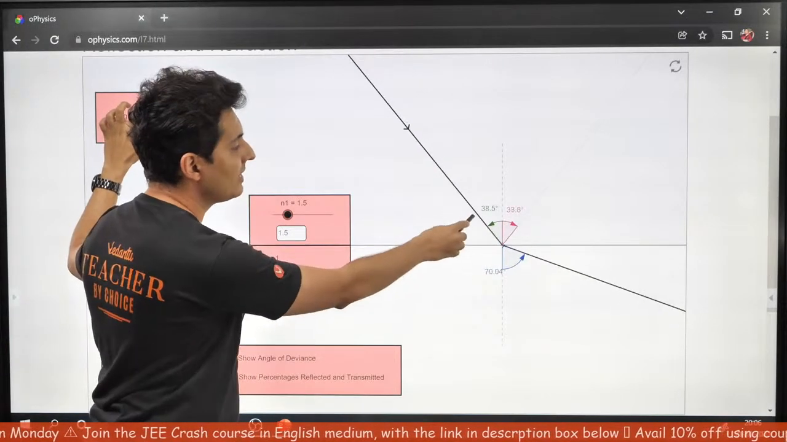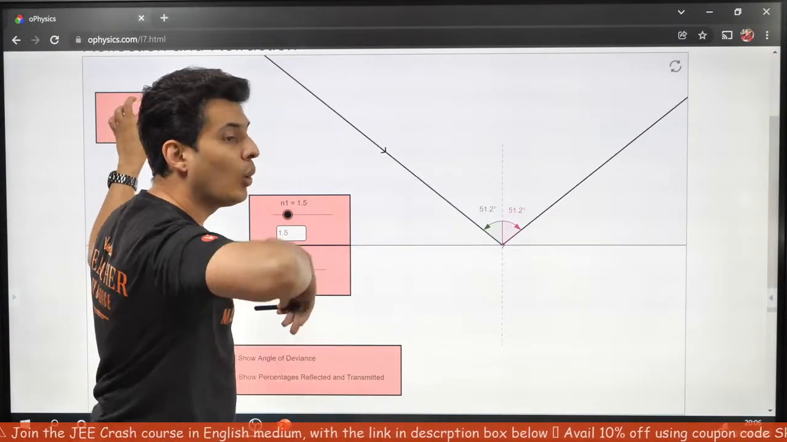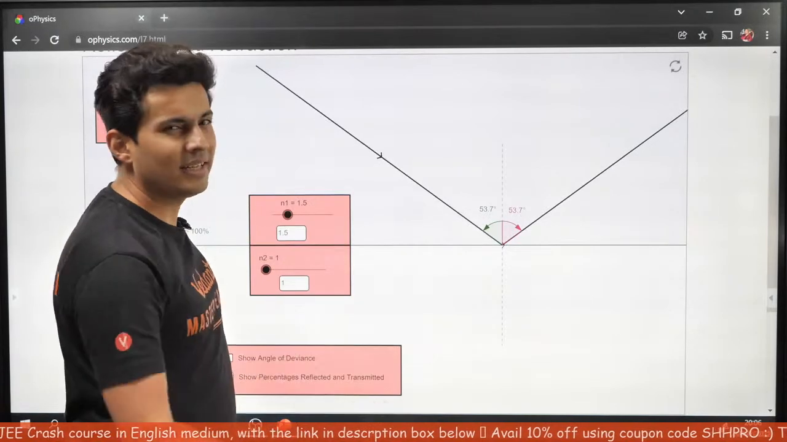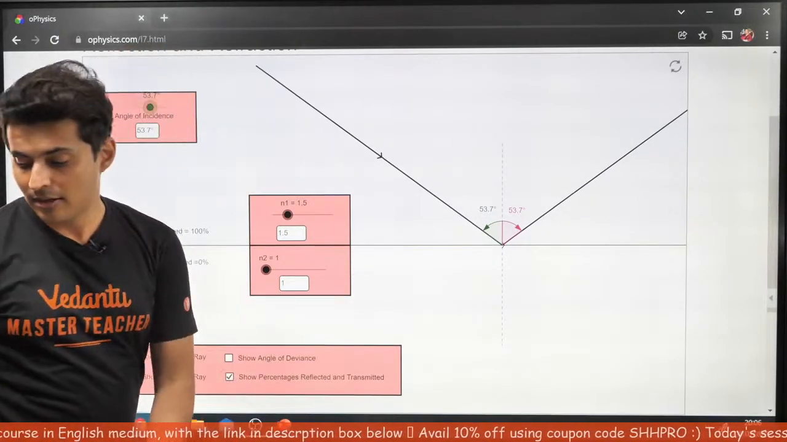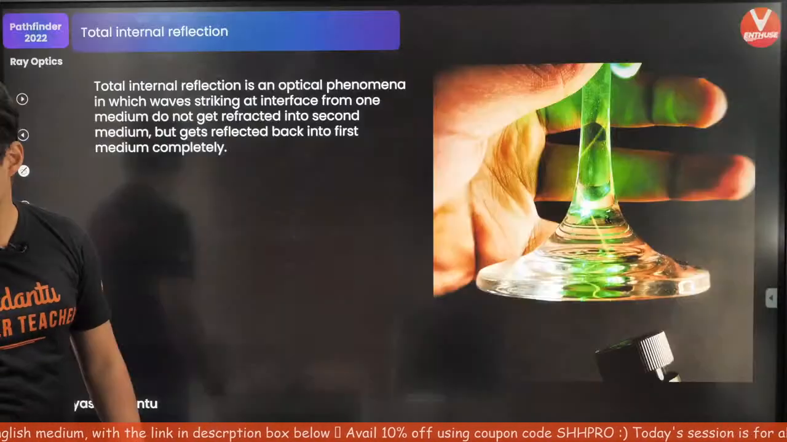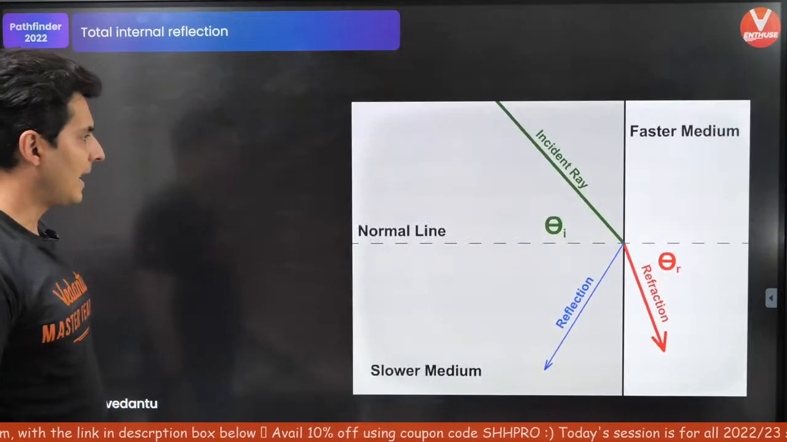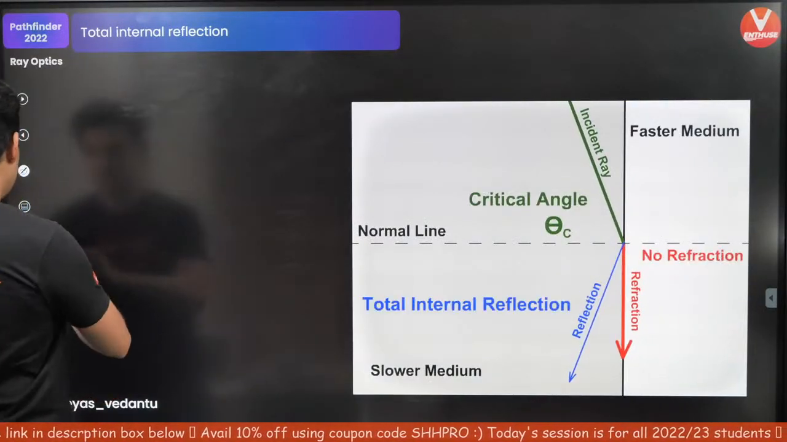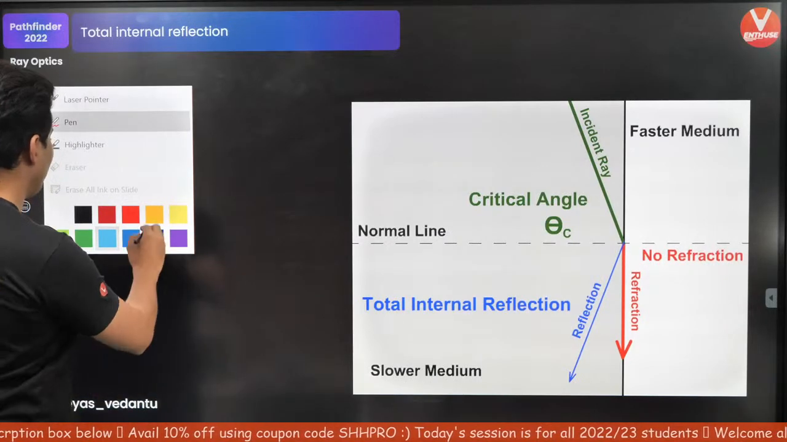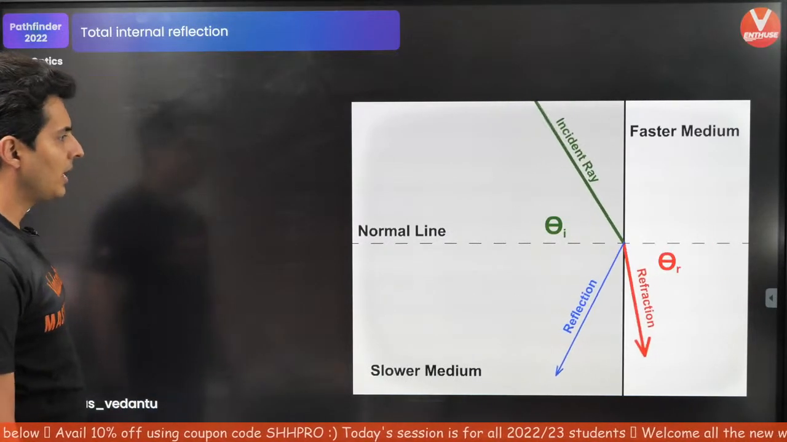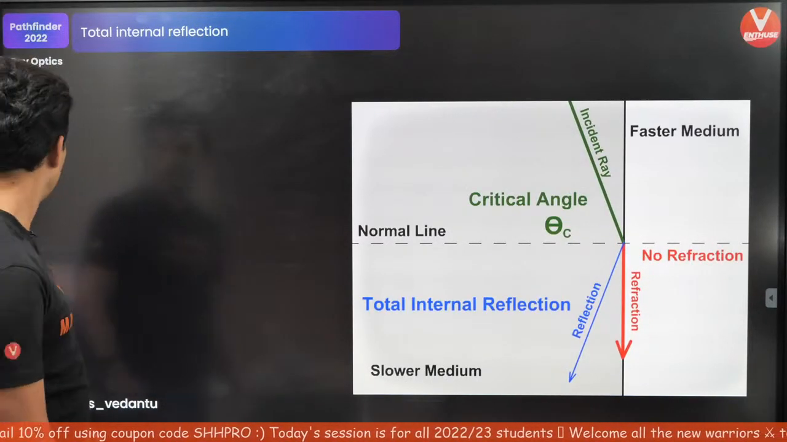But only when the angle of incidence is beyond a particular limit, then only reflection occurs. That is why it is called total internal reflection. So that happens only when the angle of incidence reaches that critical angle, and that's what we're going to talk about. Critical angle. Can I draw?